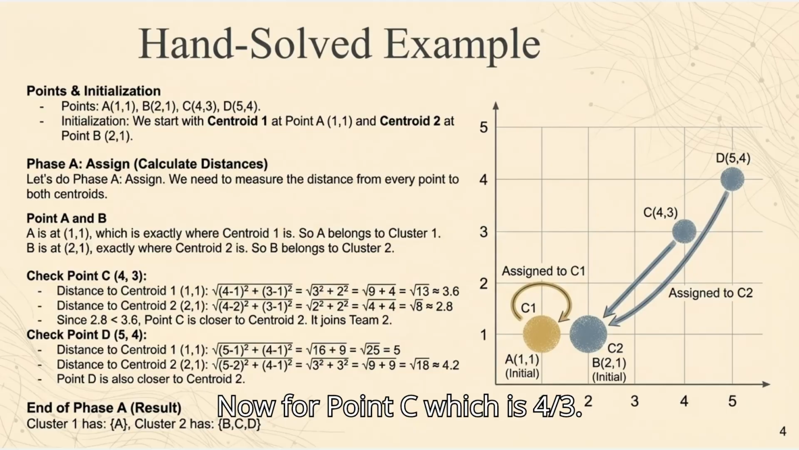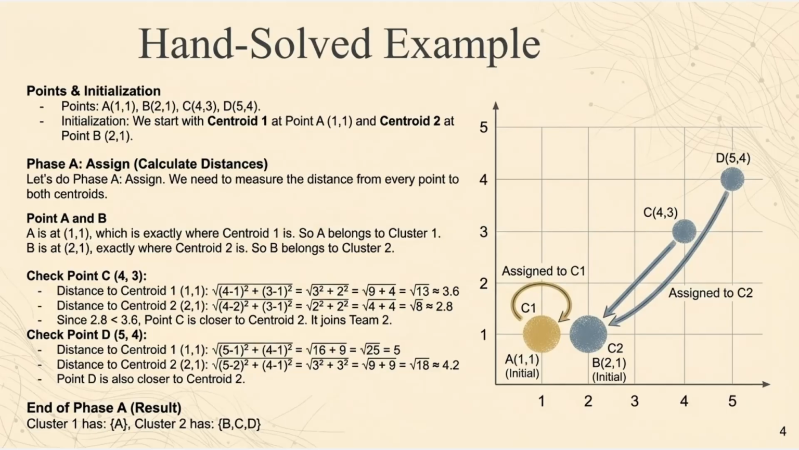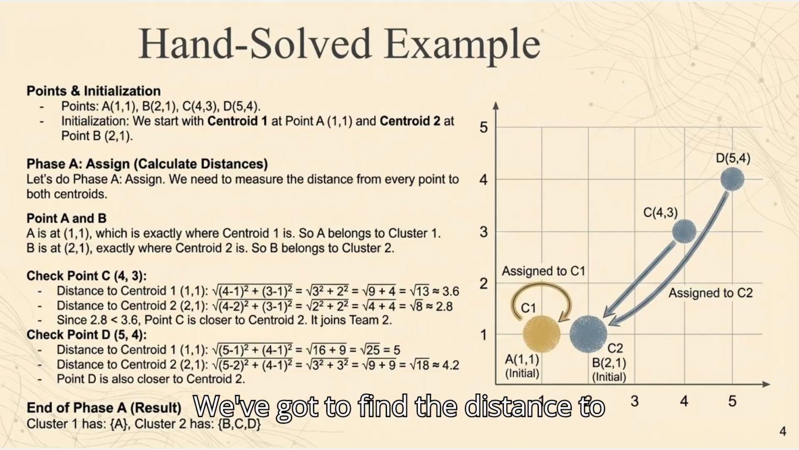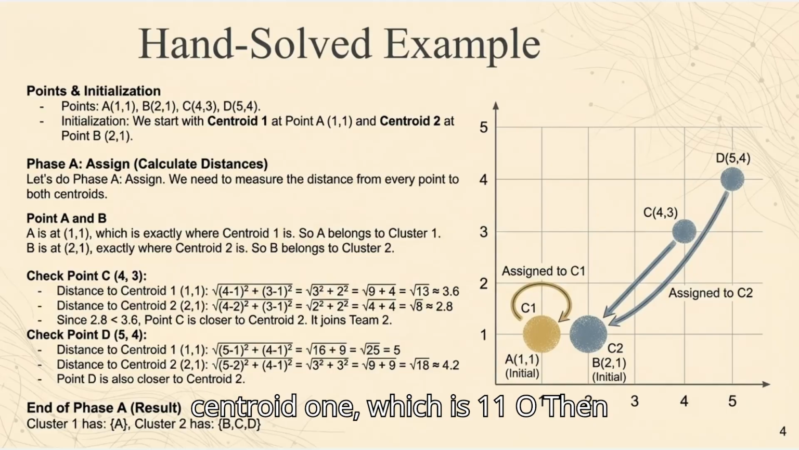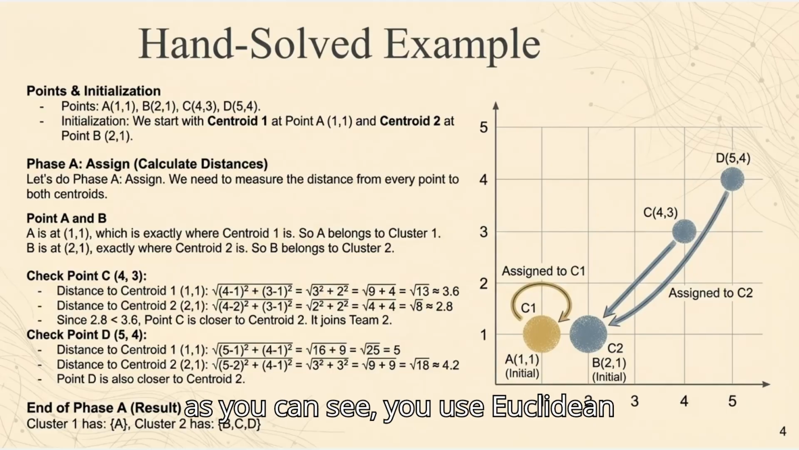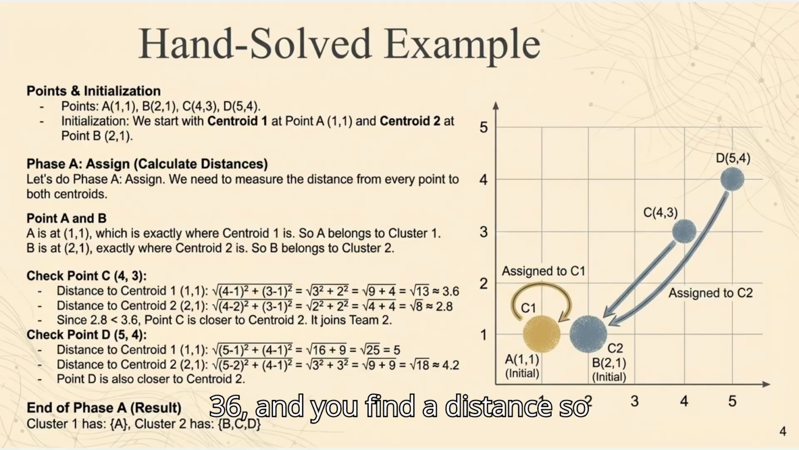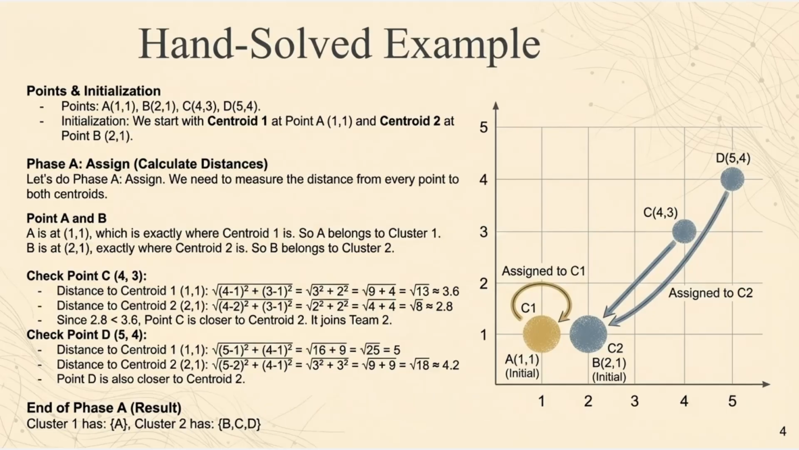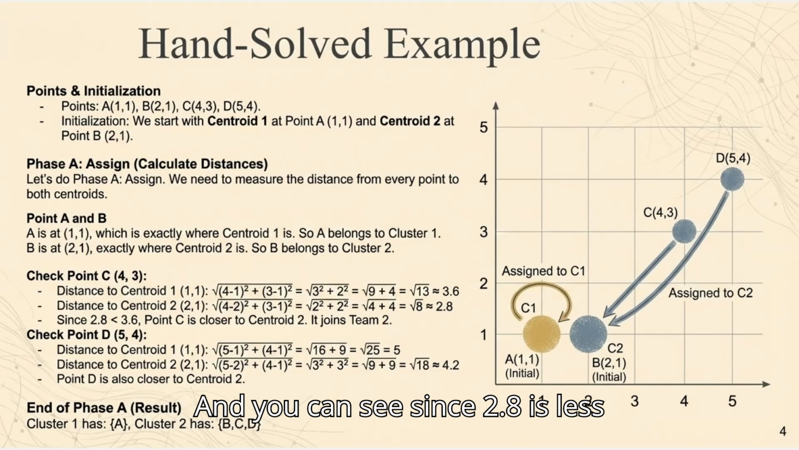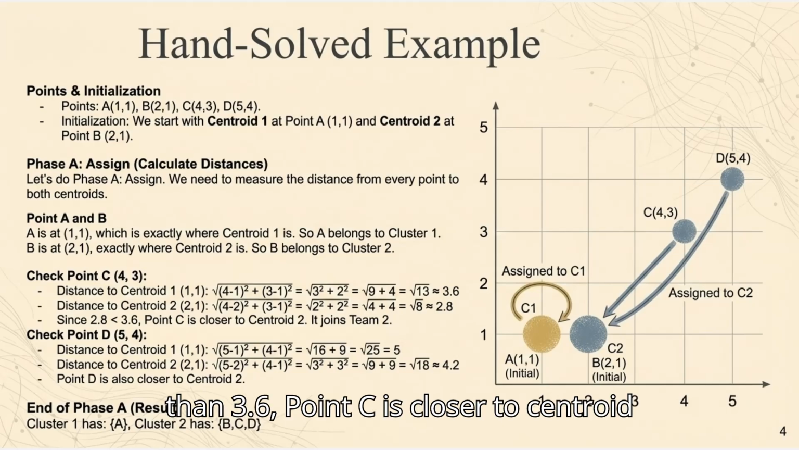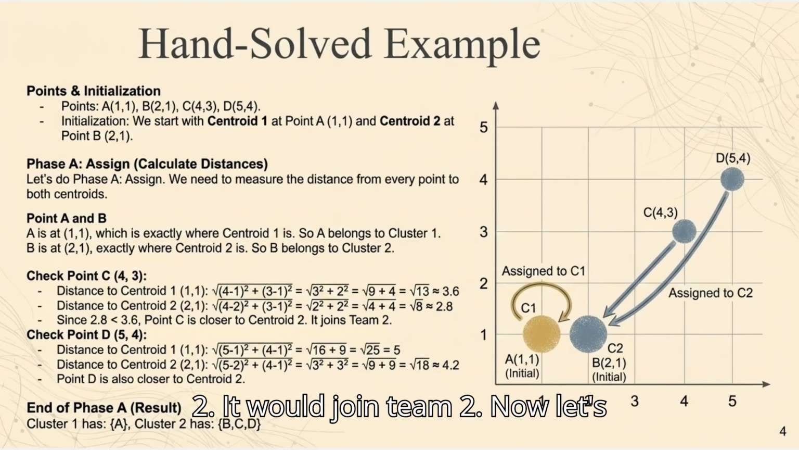Now for point C, which is (4, 3), we have to find the distance to centroid 1, which is (1, 1). You will use Euclidean distance to find the answer, which is 3.6. And then you find the distance to centroid 2, which is 2.8. And as you can see, since 2.8 is less than 3.6, point C is closer to centroid 2. It would join team 2.